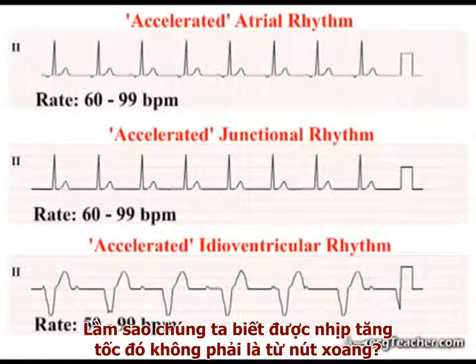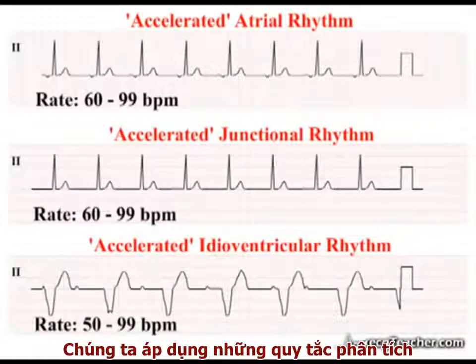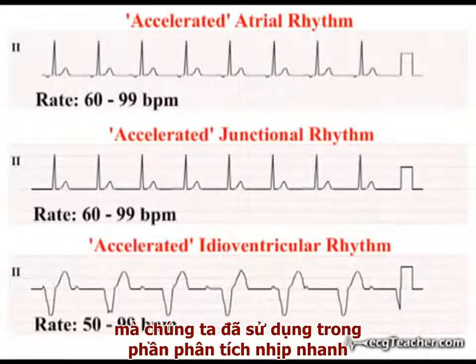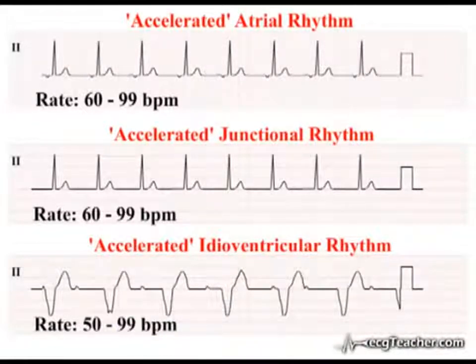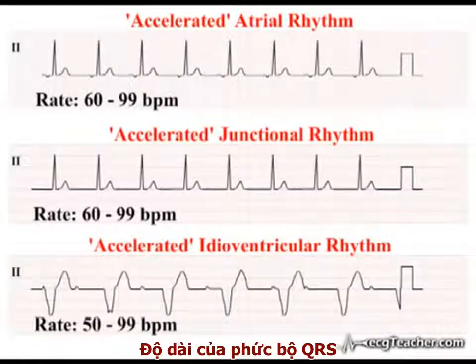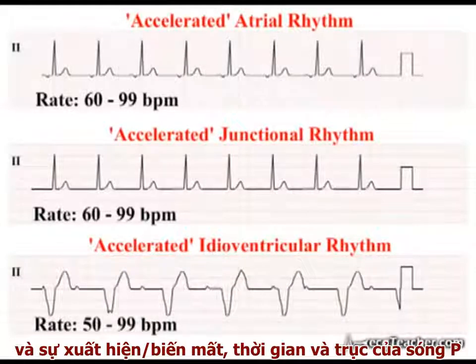How do we tell such accelerated rhythms are not sinus? By applying exactly the same principles of analysis we used in analysing tachycardias: the duration of the QRS complex and the presence, timing and axis of P waves.